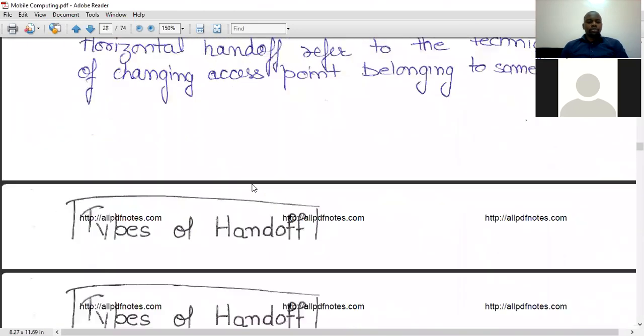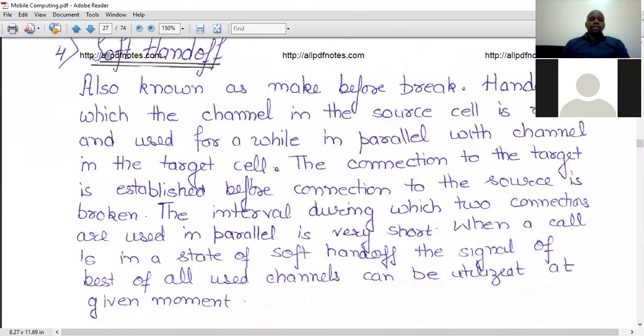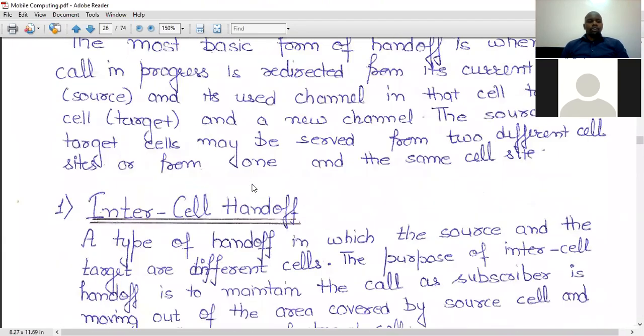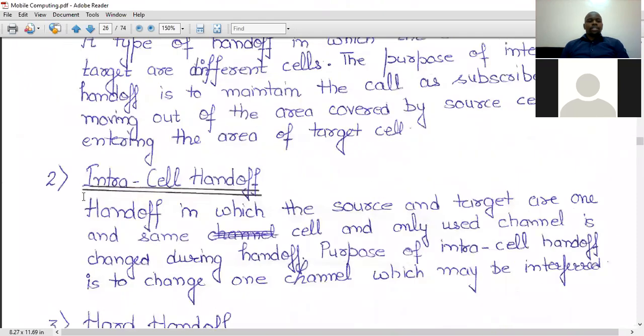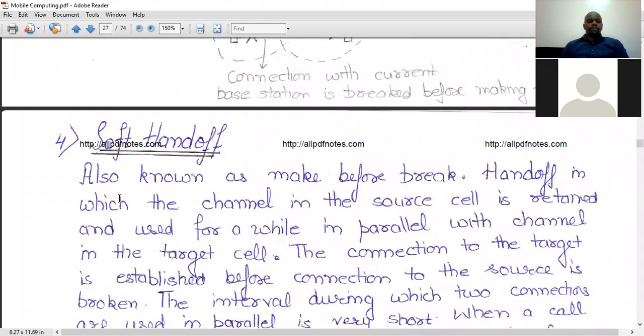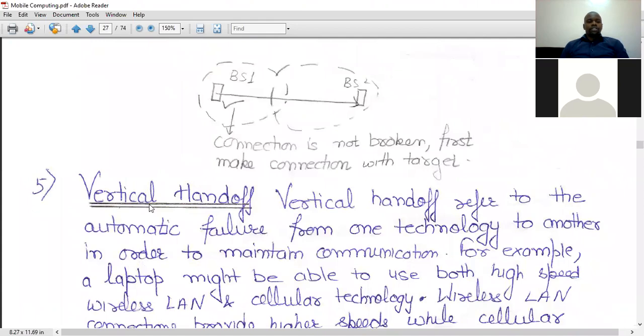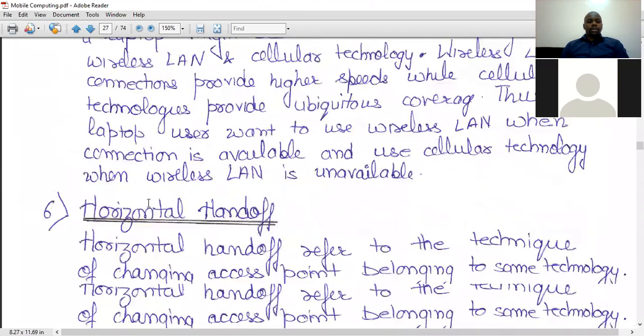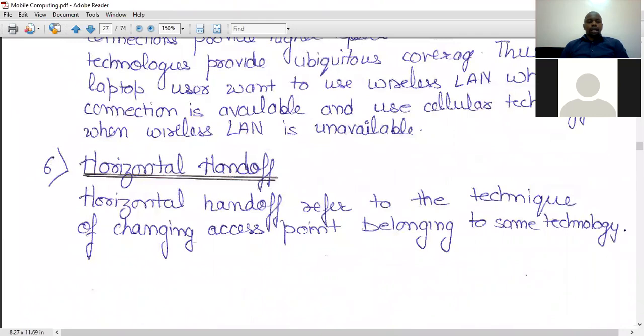Okay, into 6 types actually. The first one is intercell handoff. The second one is intracell handoff. The third one is hard handoff. The fourth one is soft handoff. The fifth one is vertical handoff. And the sixth one is horizontal handoff.